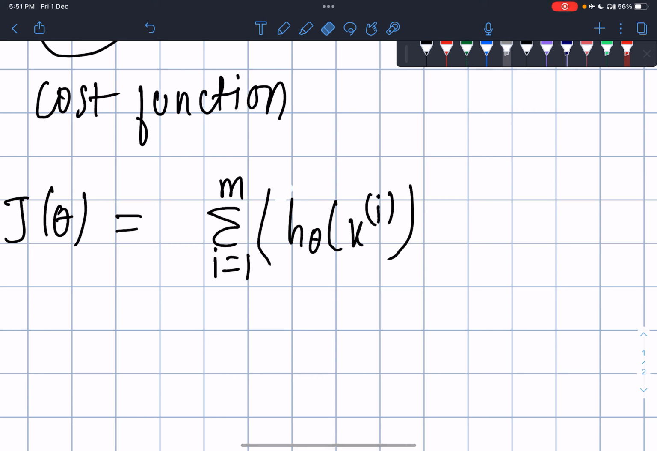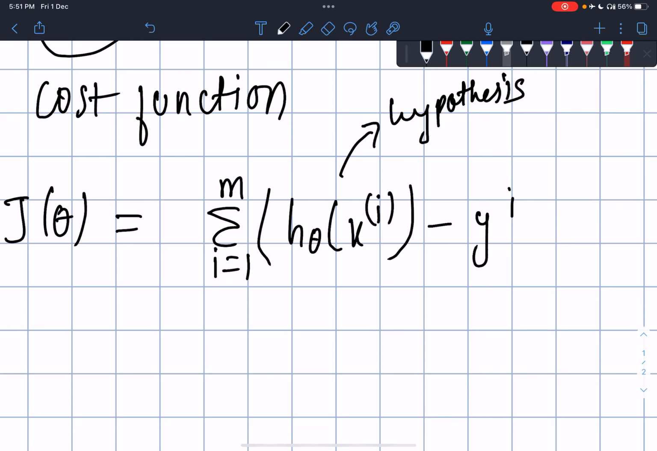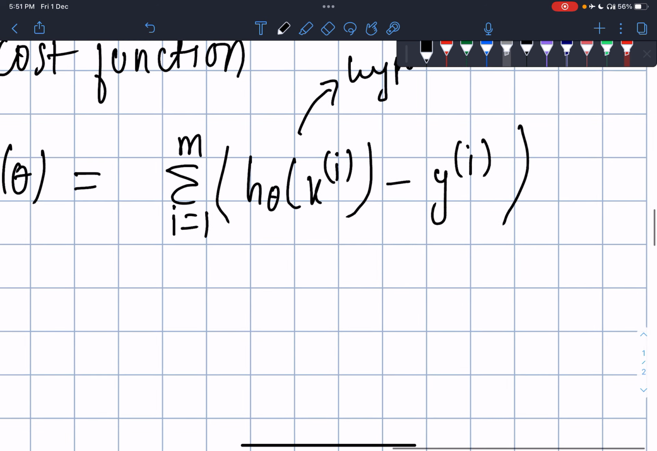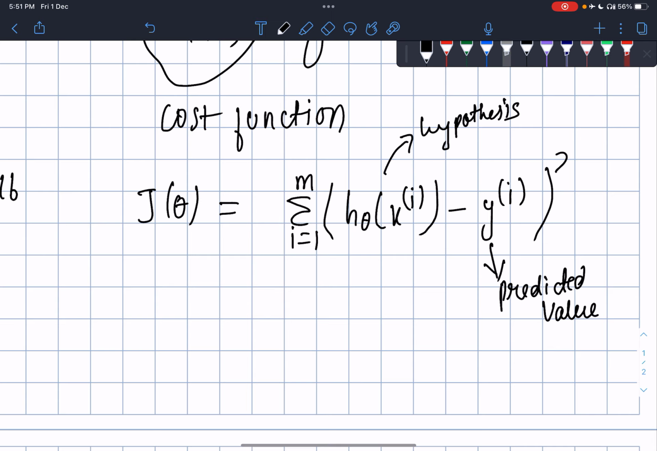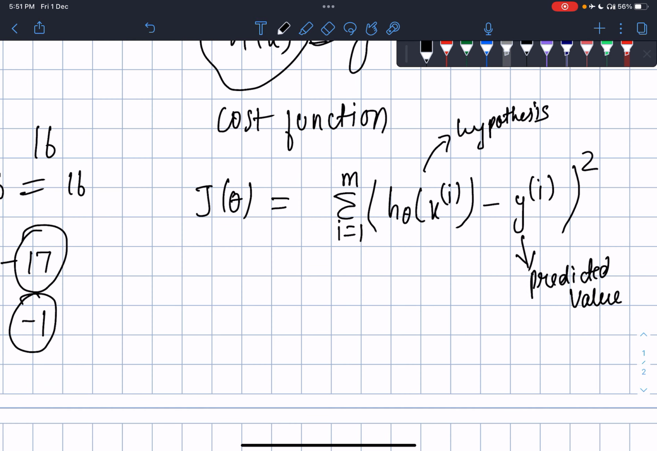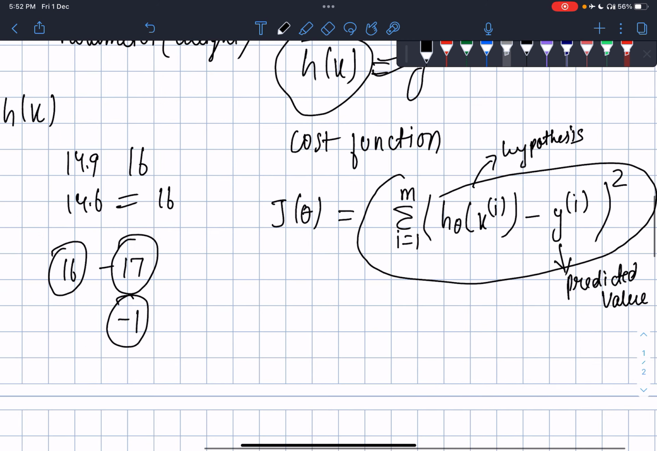This is the hypothesis function, as we talked about. Now we subtract the y of i from it. This is the predicted value, and we get how far we are from the actual point. We square it, because if we get a negative error, we have to make it positive, otherwise we'll end up with some loss in the number we get.